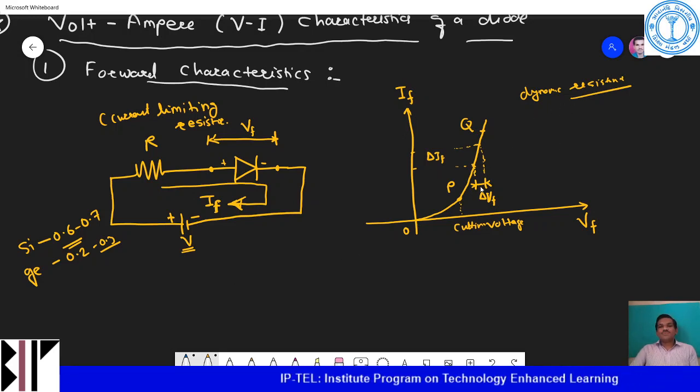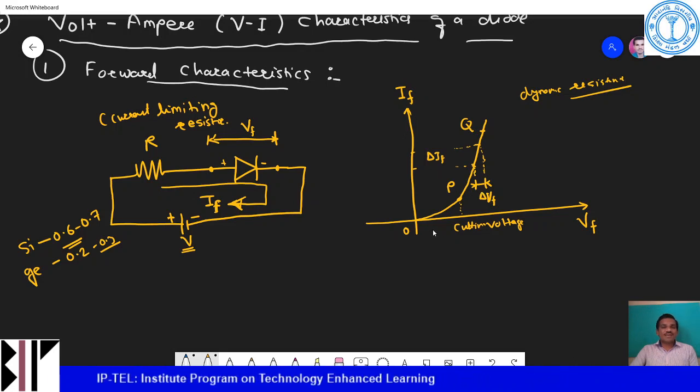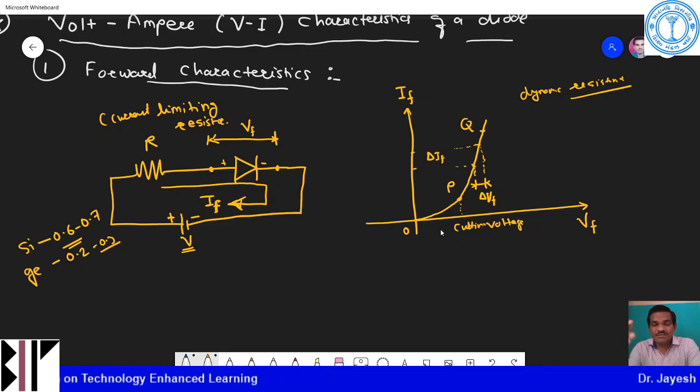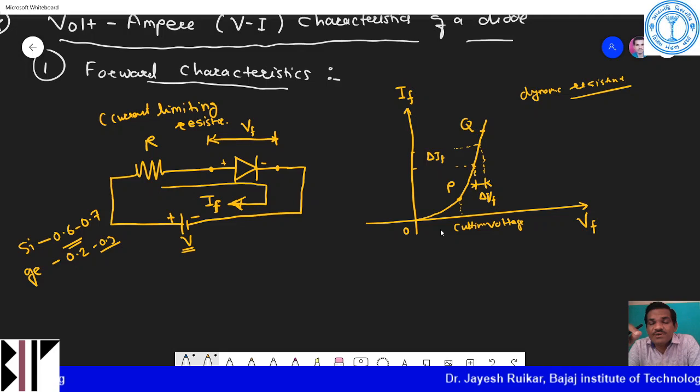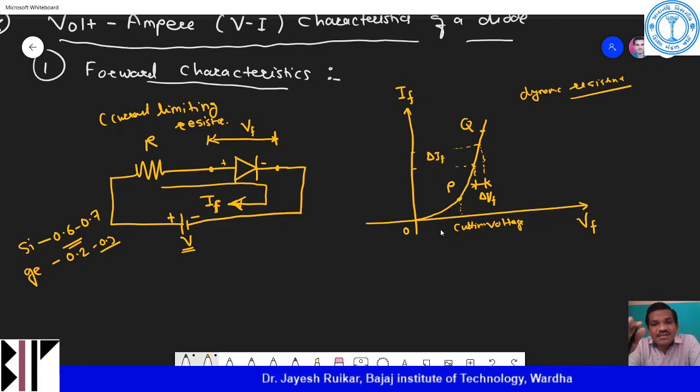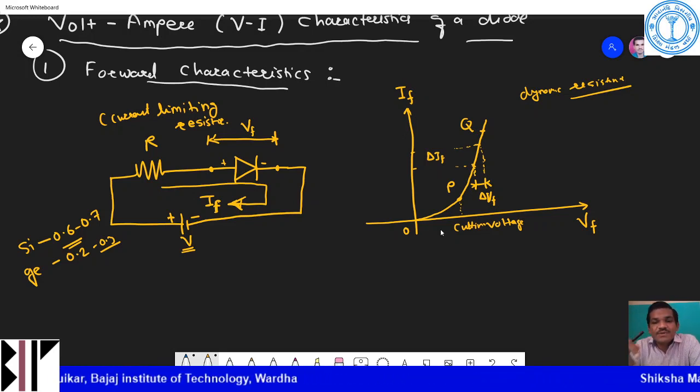What I wanted to convey is that these are the forward characteristics of the diode. When your VF, the voltage across the diode, is less than the cut-in voltage, the current flowing is very small. And if it is greater than the cut-in voltage, the current flowing increases exponentially.